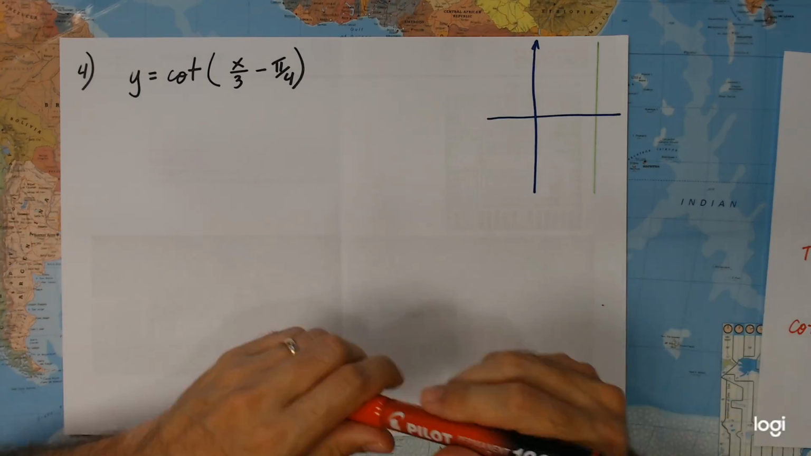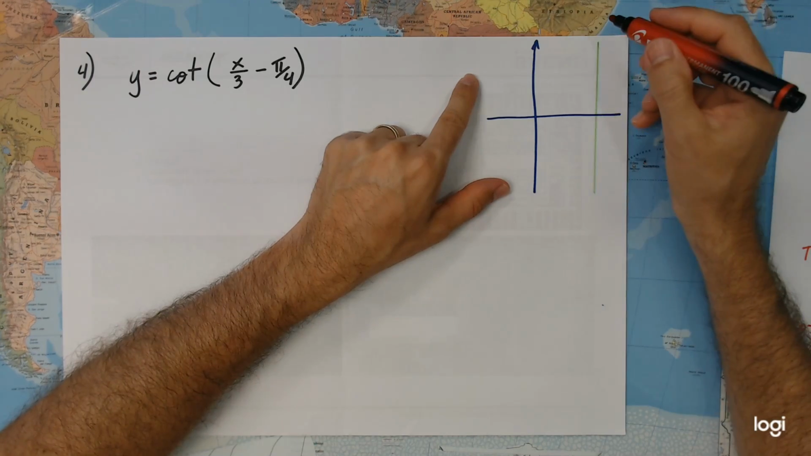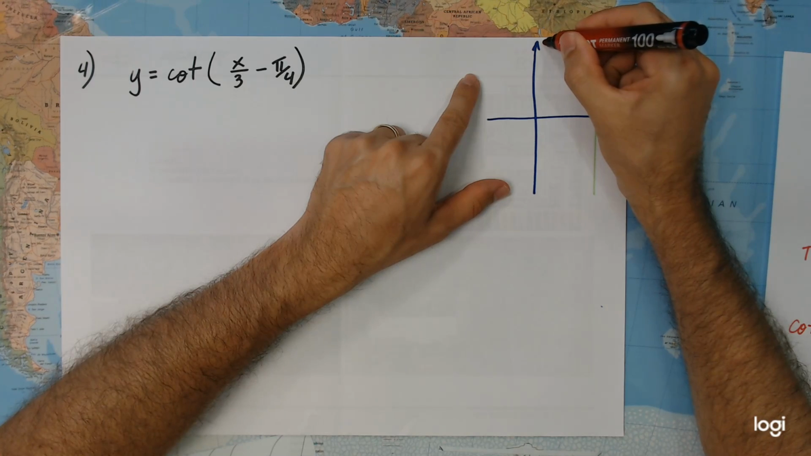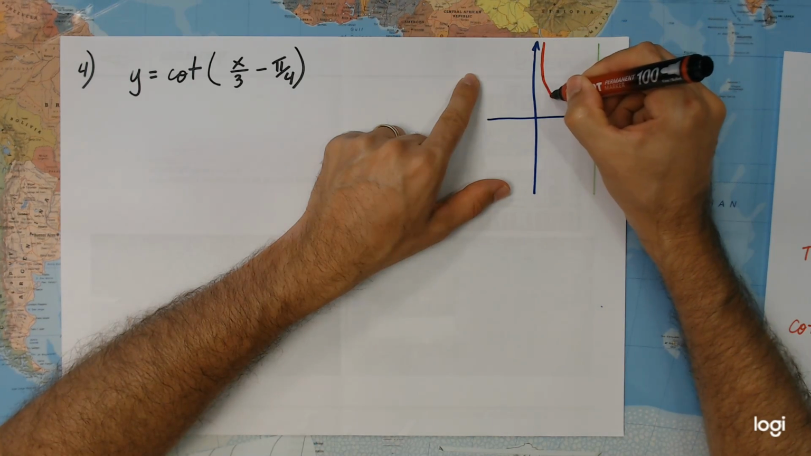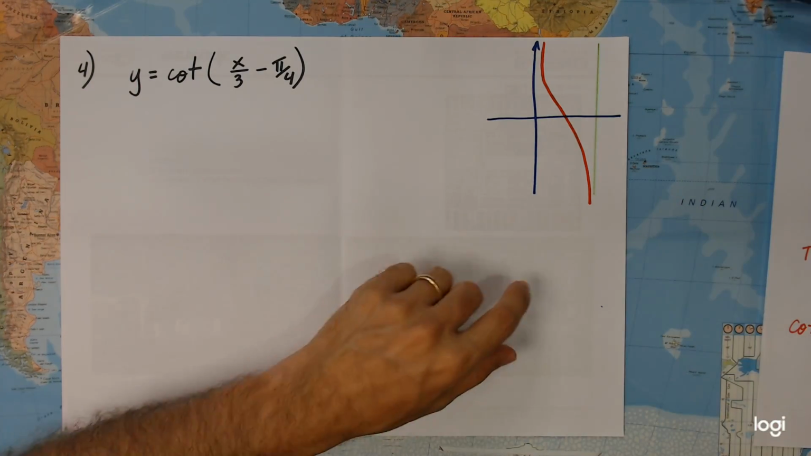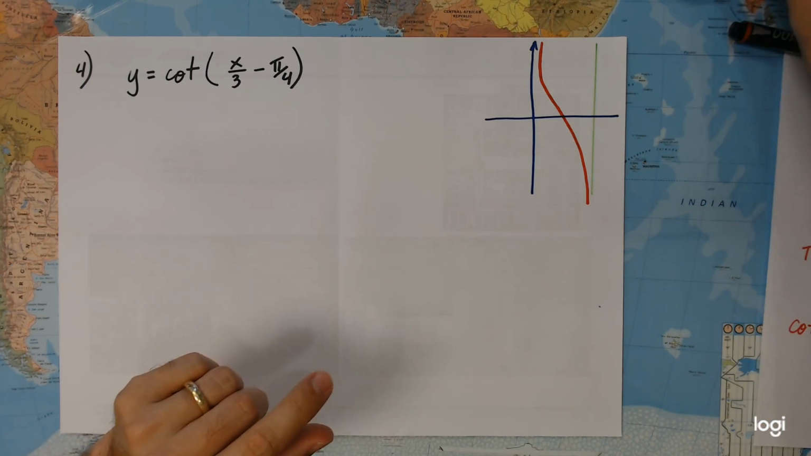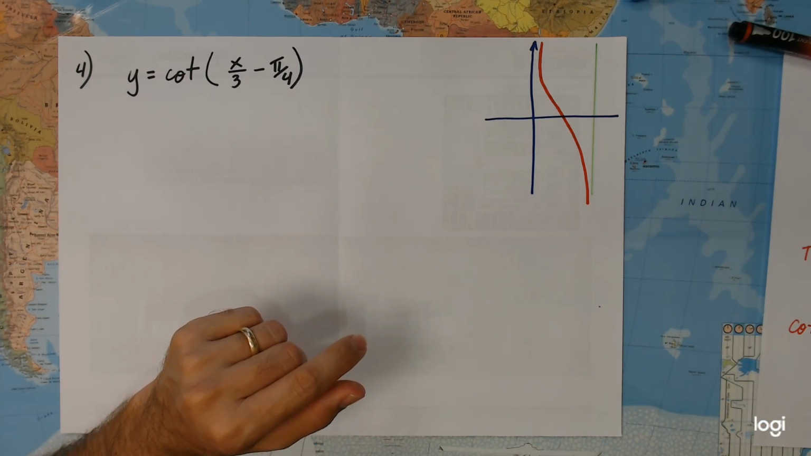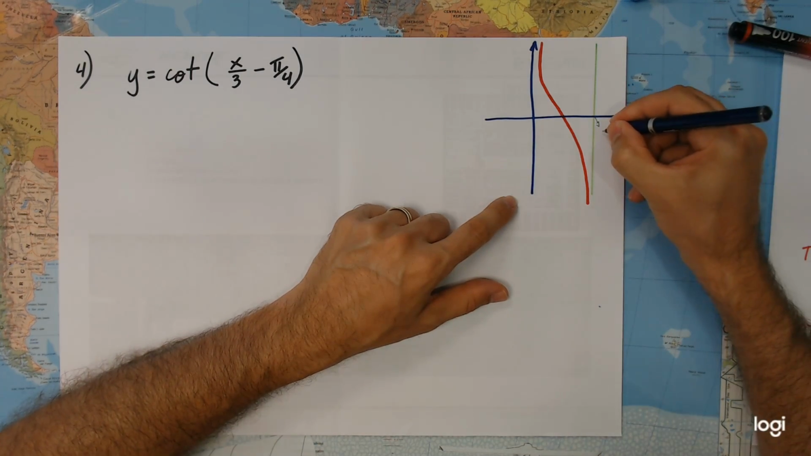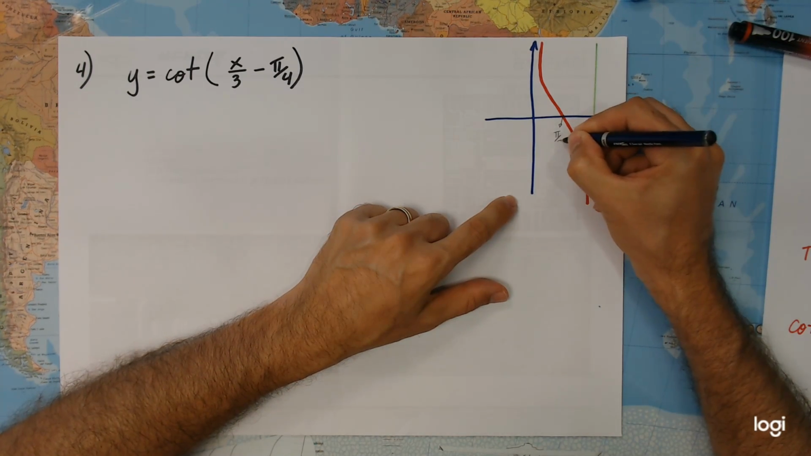Now let's just draw. It is going to be similar to the tangent, but it's going to be inverse. It's going to be like this. And if I just continue the asymptote, it is never going to touch it. This is going to be pi, and this is going to be pi over 2.